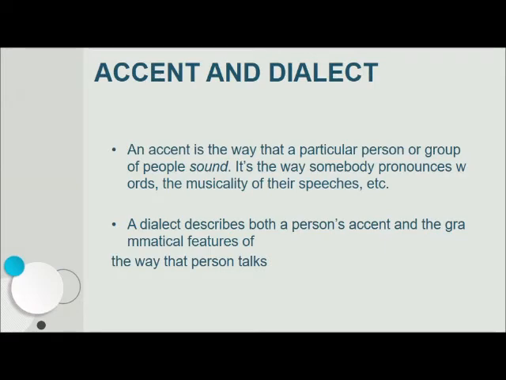Accent and dialect. An accent is the way that a particular person or group of people sound. It is the way somebody pronounces words, the musicality of their speech, etc. A dialect describes both a person's accent and the grammatical features of the way that person talks.